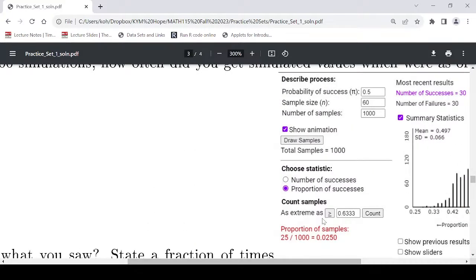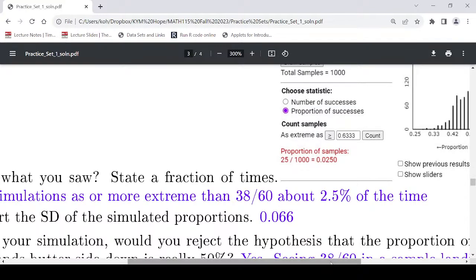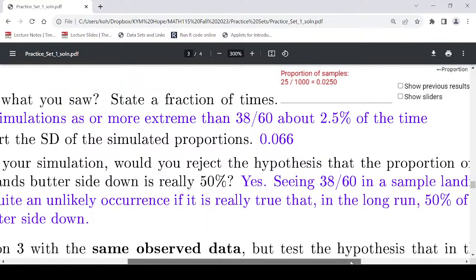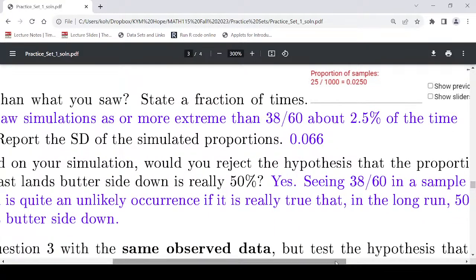All right? So the fraction of times is only about 2.5% of the time. Therefore, do you think we should reject the null hypothesis? I would say yes. Why?